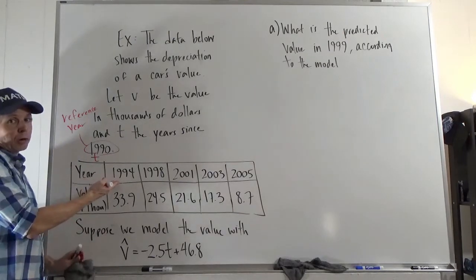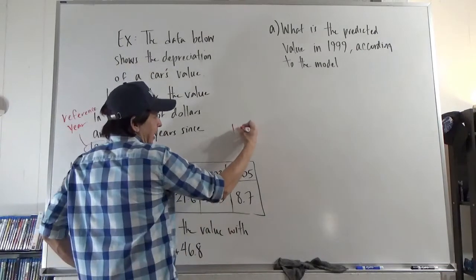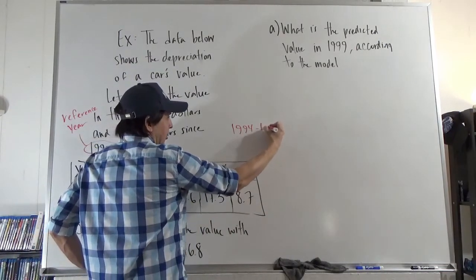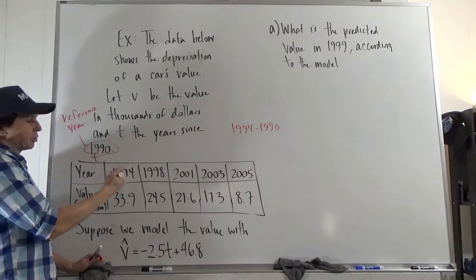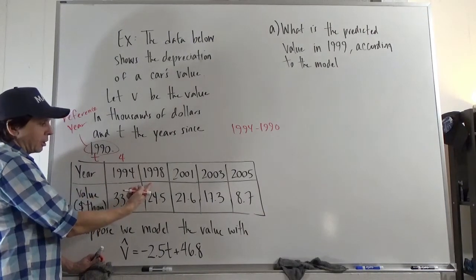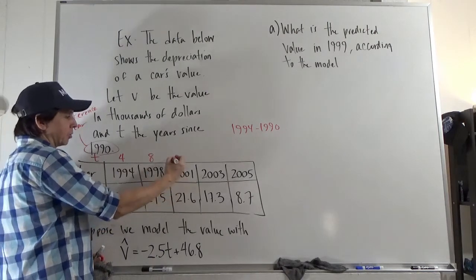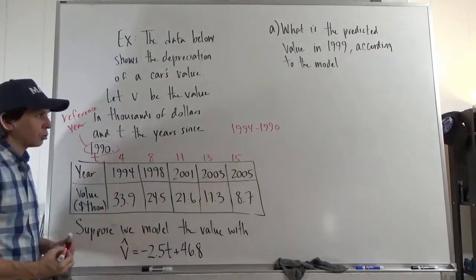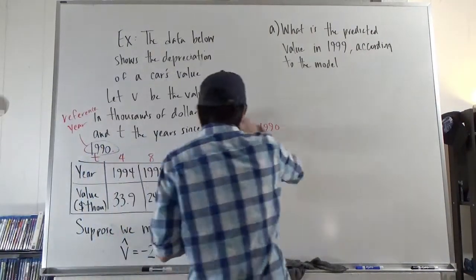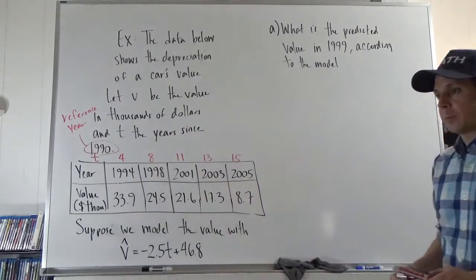The way you figure out the t values is to take your years and subtract 1990. Obviously, 1994, how many years since 1990 is that? 4 years. But in case it's not as obvious or the numbers aren't as nice, you'd find that difference. The actual year minus the reference year gives you 4. 1998 minus the reference year gives you 8. 2001 gives you 11, 13, and 15. So you're just subtracting the reference year to find how many years it's been since that reference year.